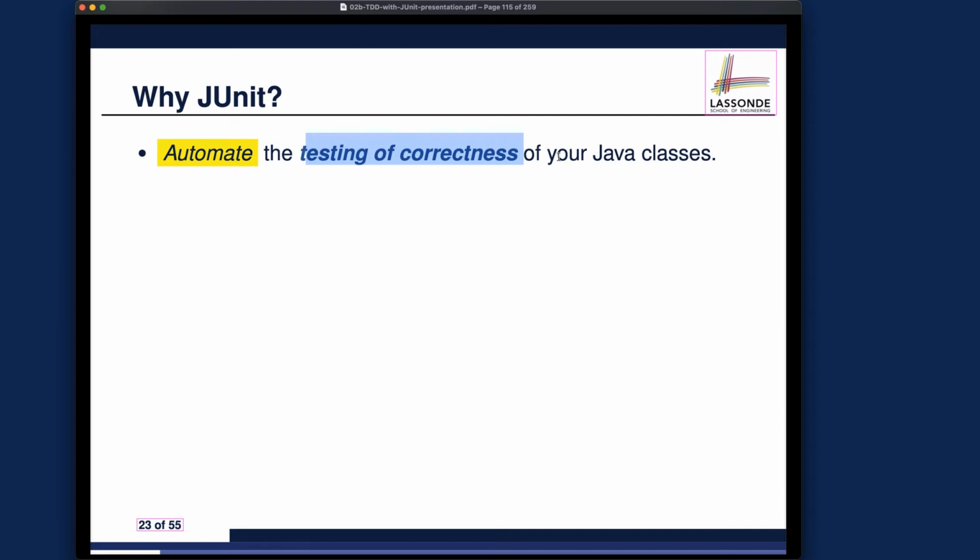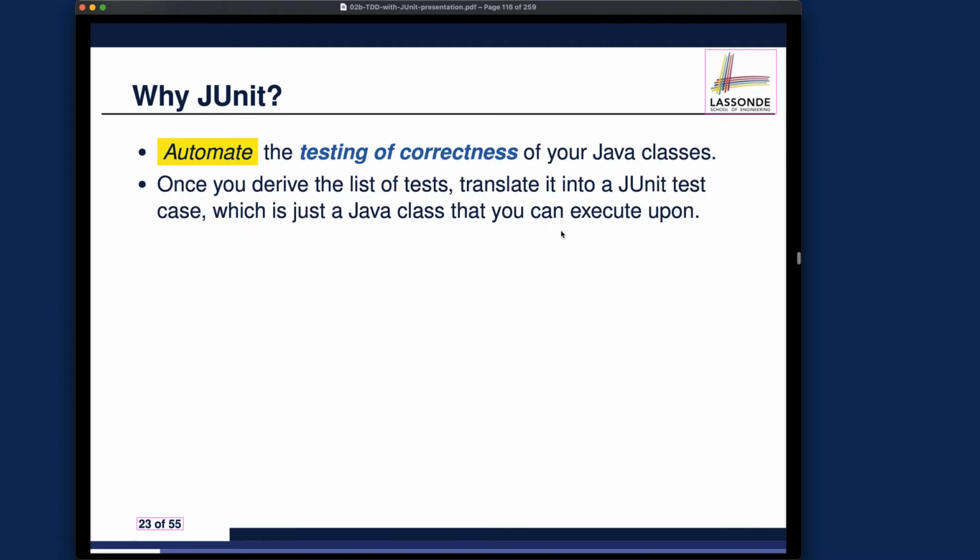No more manual work is needed, only in the beginning design stage when you try to implement all your test methods. So once you derive the list of test cases, translate it into a JUnit test case and like a test method, and just into the Java class. And remember, for every class you want to test, you want to create a separate corresponding JUnit test class.